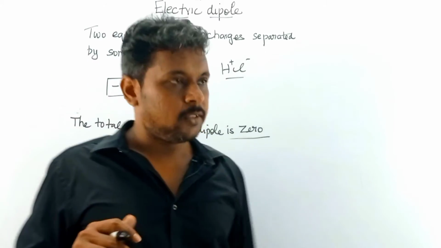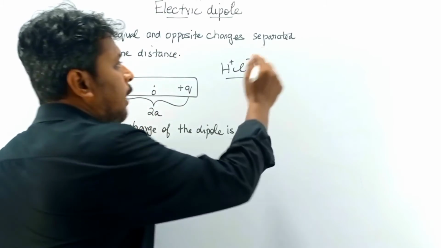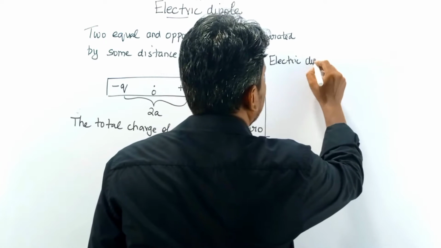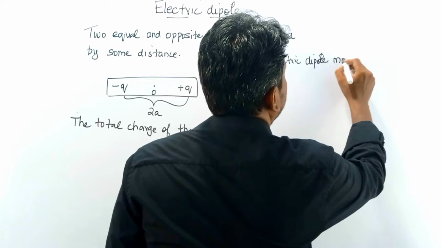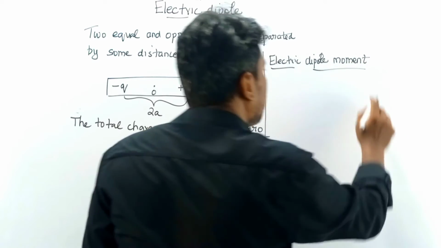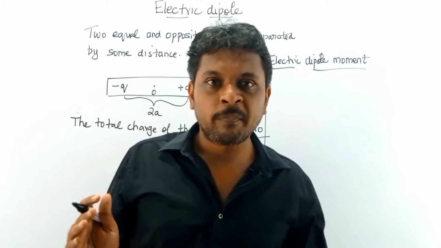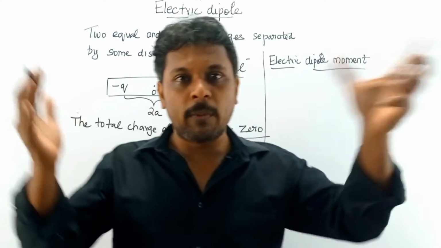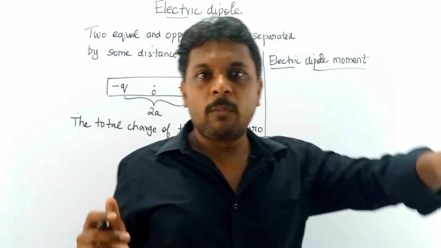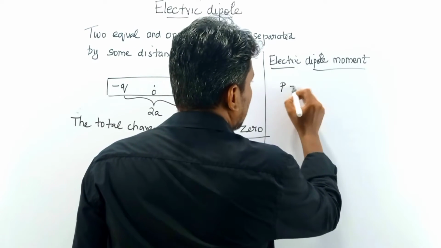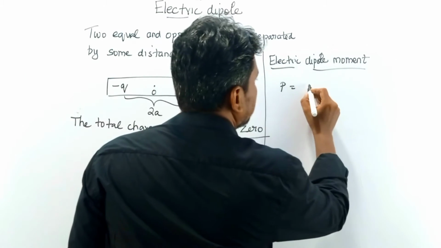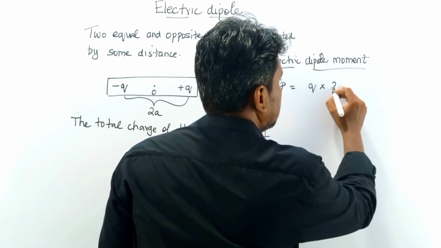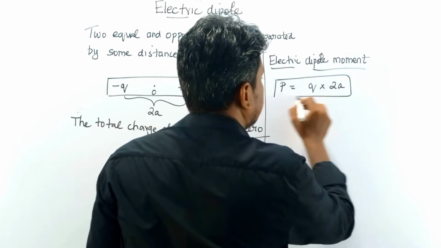along two particular directions. Before talking about the electric field, we have to know about a term called the electric dipole moment. So generally, what is a moment? A moment is a product of distance and some physical quantity. In the case of the electric dipole moment, it is denoted by the symbol P. It is the product of the magnitude of a charge, because both have equal magnitude, and the distance, that is 2a. This we call the electric dipole moment.